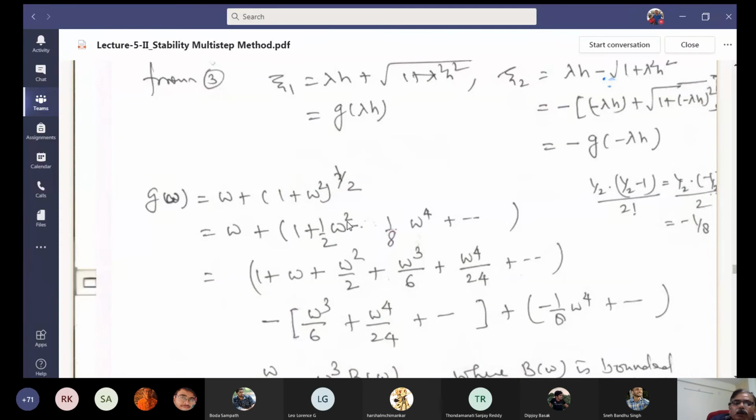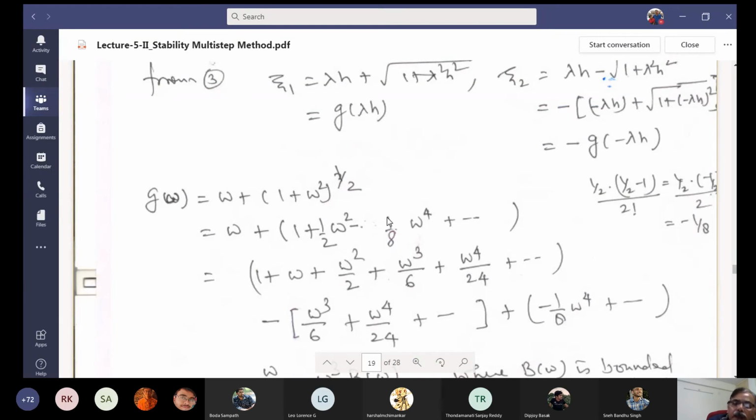1 plus 1 by 2 w square minus 1 by 8 w to power 4 and so on and so forth. I think it is plus, right? It should be plus because is there any minus? No, it should be plus, right? So you see, you are getting w plus w square by 2, but w cube is not coming because it is (1 plus w) whole to power 1 by 2. So it is w square, its square is there, w to power 4. This is what is coming. It should be plus, you check it, right? Because both are plus, so it cannot be minus.